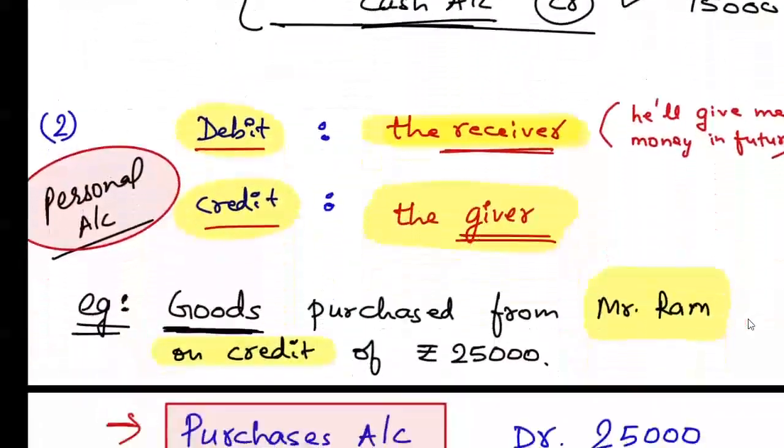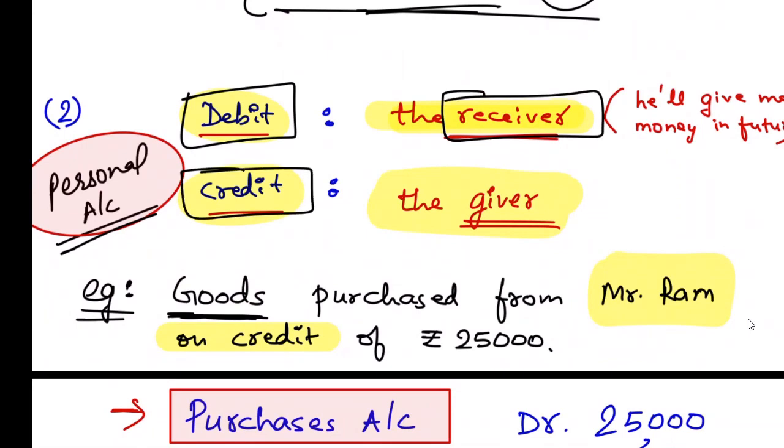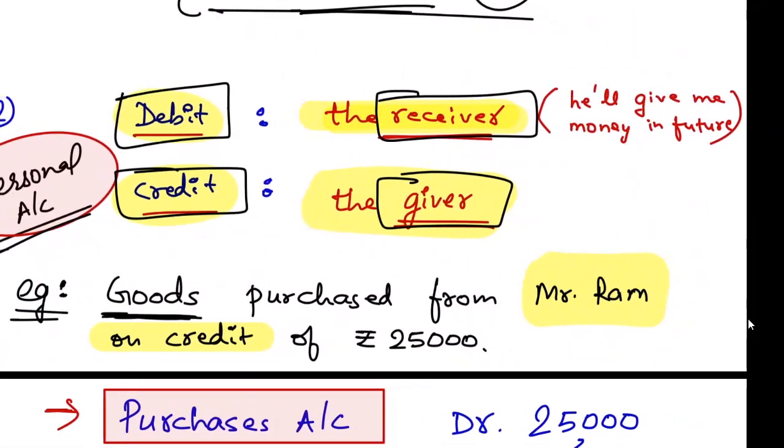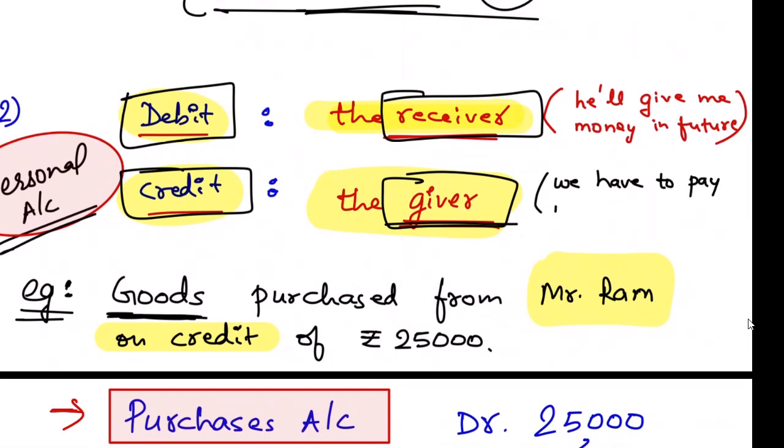Then we studied the personal account. For personal account, we debit the receiver and credit the giver. If somebody has taken the goods from us, he will give us the money in future, so we debit that person. And somebody who has given us the goods, we have to pay him back in future.